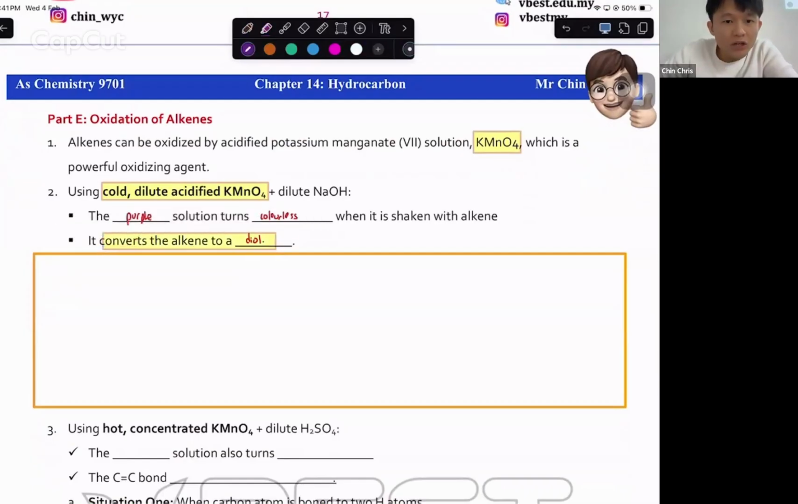Alright guys, now I want you guys to write it down. Whenever we talk about oxidation, what is oxidation again, guys? So remember, oxidation is just gaining oxygen and losing hydrogen. Remember that. Oxidation is gain oxygen, lose hydrogen. That's it.